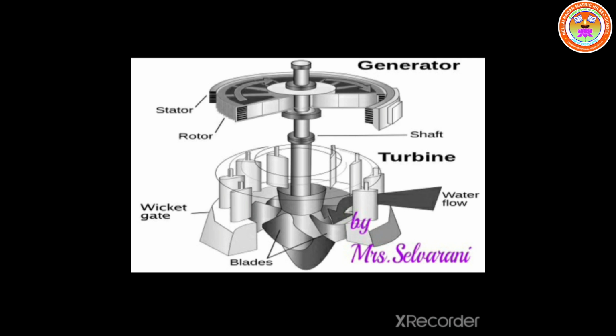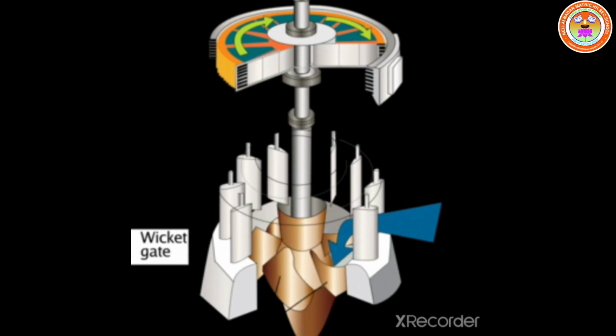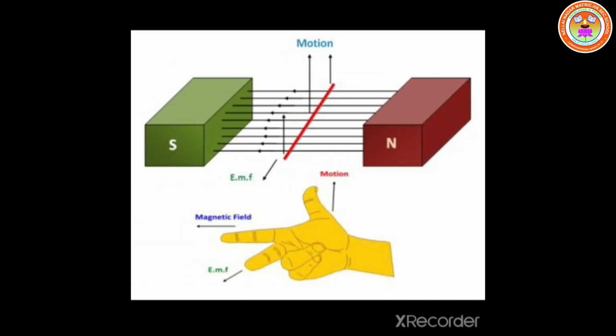Stretch the thumb, forefinger and middle finger of your right hand so that they are mutually perpendicular to each other. If the forefinger indicates the direction of the magnetic field and the thumb indicates the direction of the motion of the conductor, then the middle finger will indicate the direction of the induced current. So Fleming's right hand rule is also called the generator rule.